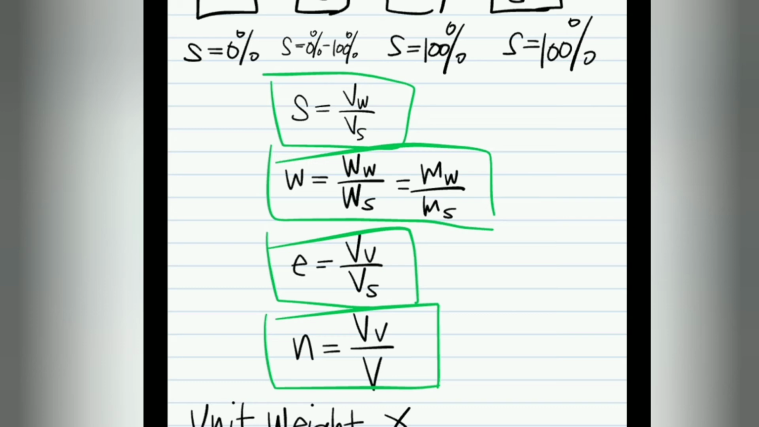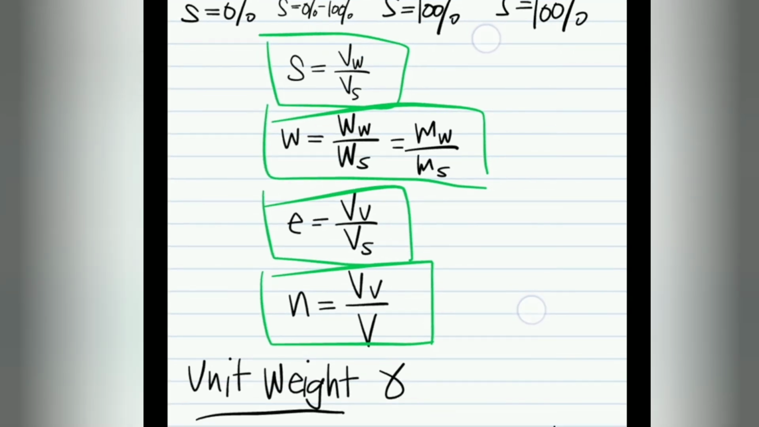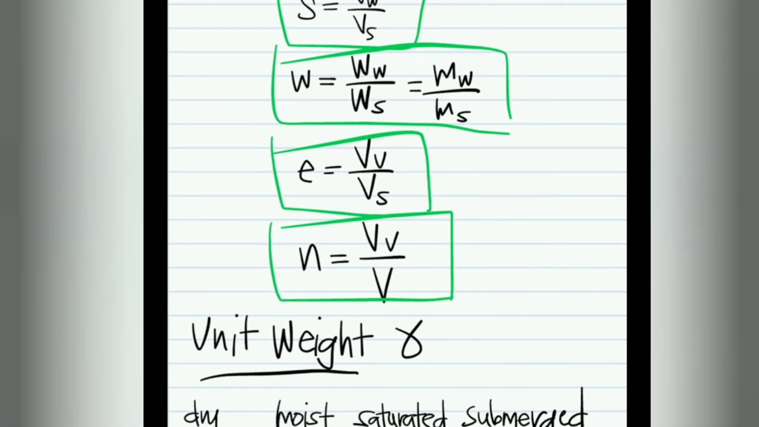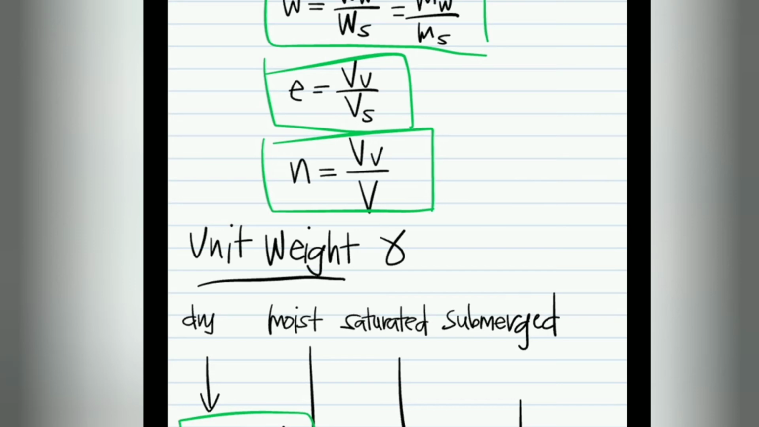acceleration due to gravity. And then the void ratio. The voids are the volume of air and volume of water all over the volume of solid. So all the subscript S means solid, that is the void ratio. And then the porosity, N, which is equal to volume of void over the total volume: air, water, and solid.